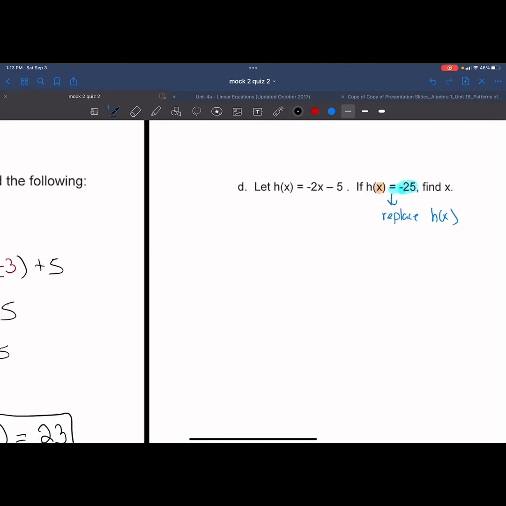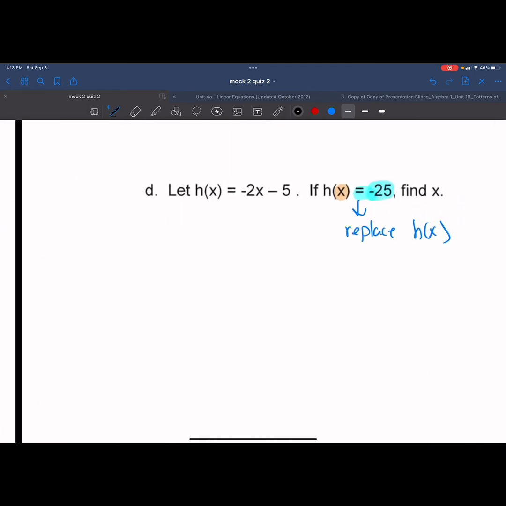On this one, it's slightly different. So we're replacing h of x. Now here's our equation. We're going to put negative 25 equals negative 2x minus 5. So we replace h of x. Now we're going to solve for x.